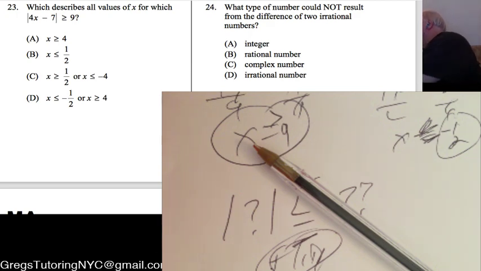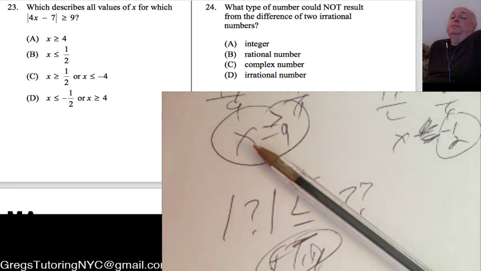Let me make sure I got the answer right. Yeah, okay. So what type of number could not result from the difference of two irrational numbers? Irrational. So we have integer, rational, irrational, complex. A lot of you probably do not know what a complex number is. Some of you may think you know what an integer is, and that's probably sufficient here. And difference is a testing term, and it's also a math term.